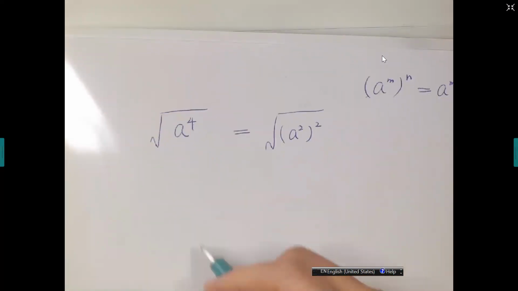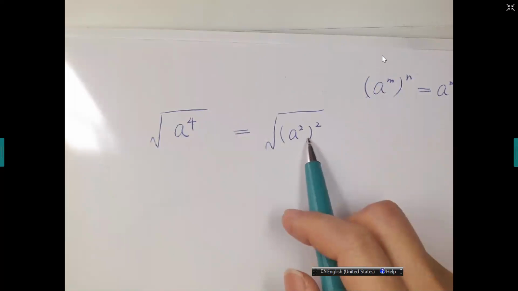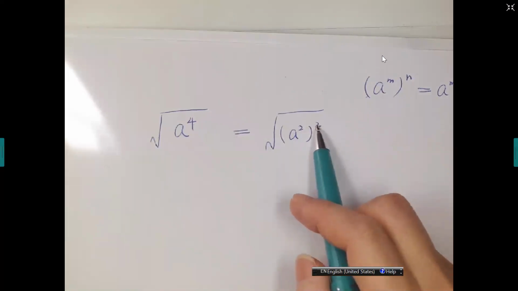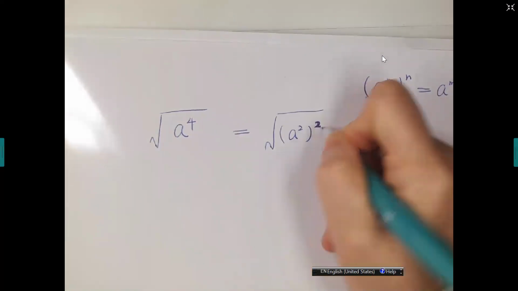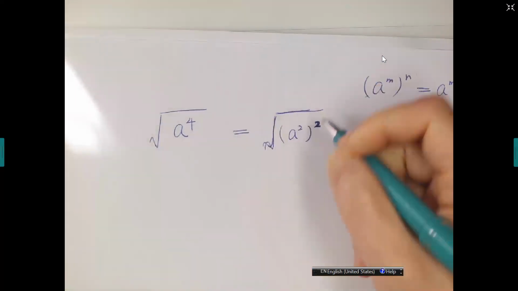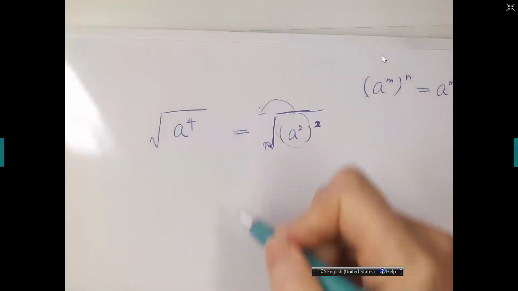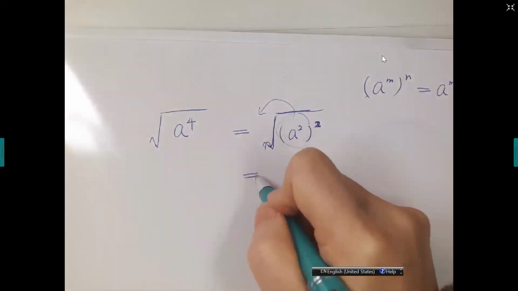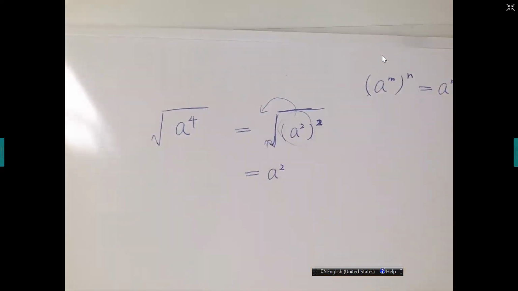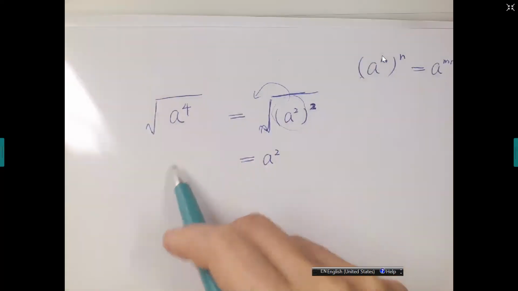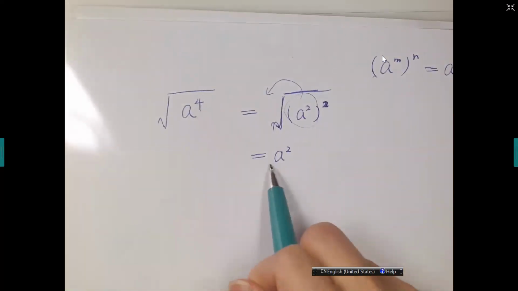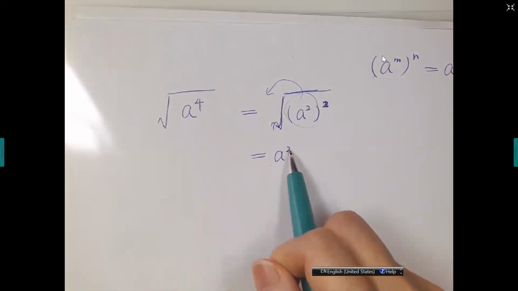Now we know this radicand turns into something squared. So this square and this radical symbol will cancel out. I can move the base out of the radical symbol. What is this equal to? It equals a squared. So the radical of a to the fourth equals a to the second power.